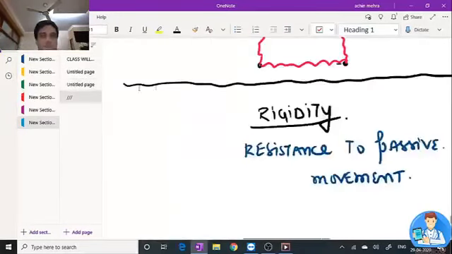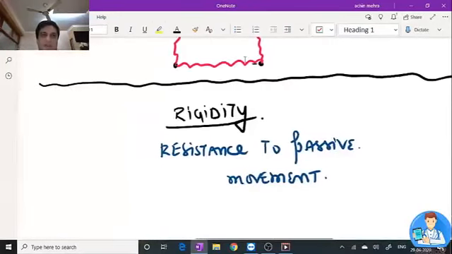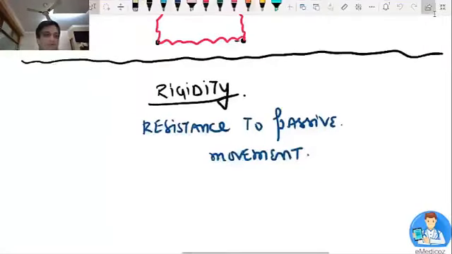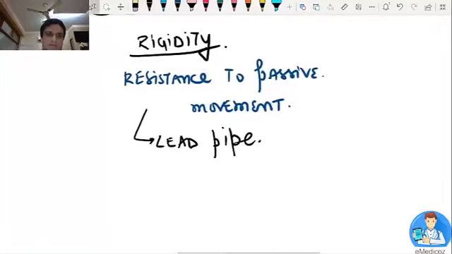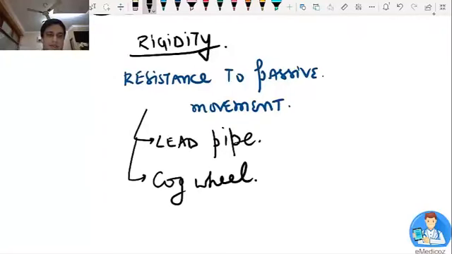Okay, so that's simple, easy. But what conditions do we come across with all these kinds of rigidity? Let's write them down now. No, there's no fugax, don't worry, I'm just changing the screens, that's why it's happening. When I ask you some question, you don't answer. Lead pipe, cogwheel, and the last one is the clasp knife rigidity.